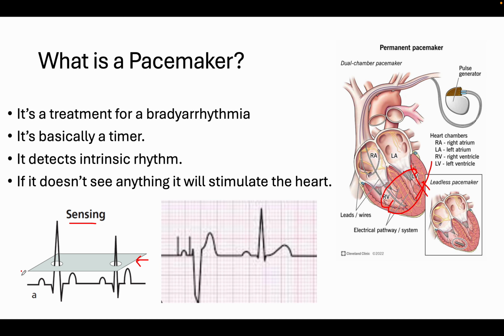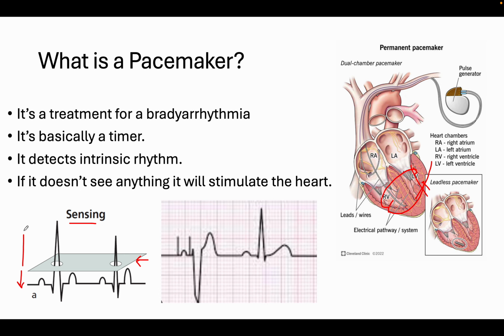If we set our sensing too high, so if we move the bar down, we start to pick up P waves and T waves. When you start picking up P waves and T waves in the right ventricular lead, they start to be interpreted as extra QRSs. And if the pacemaker sees these as extra QRSs, it will think that there's normal intrinsic conduction, so it thinks, I don't need to pace because the timer never expires.